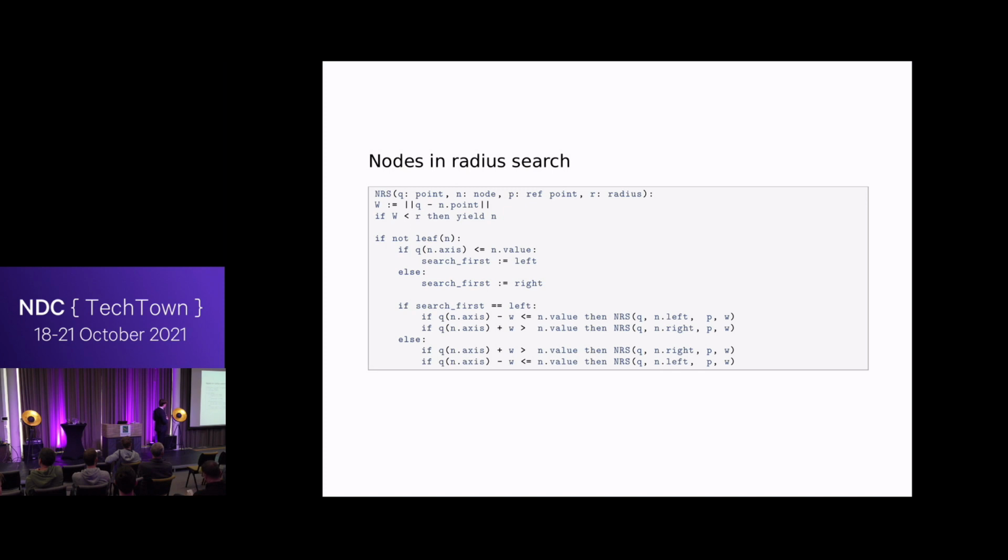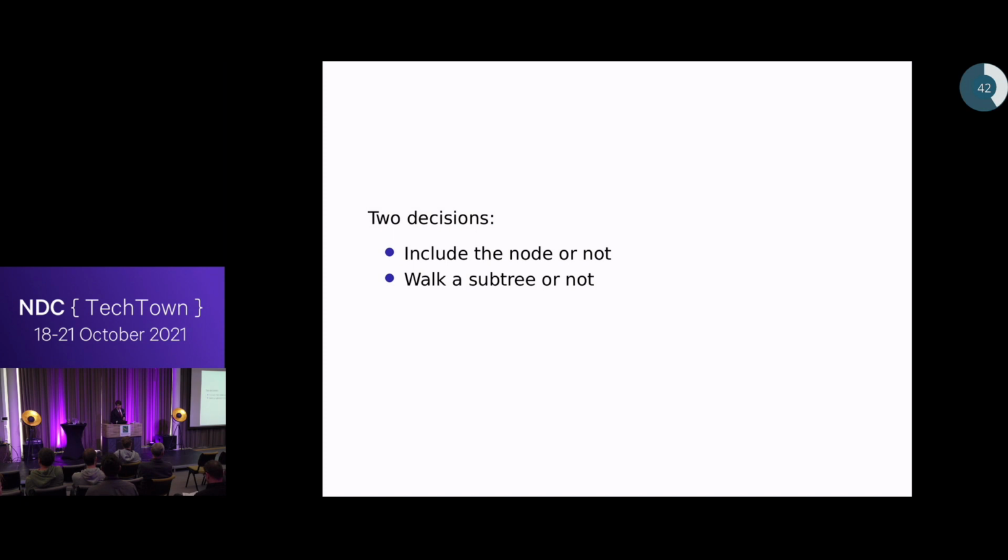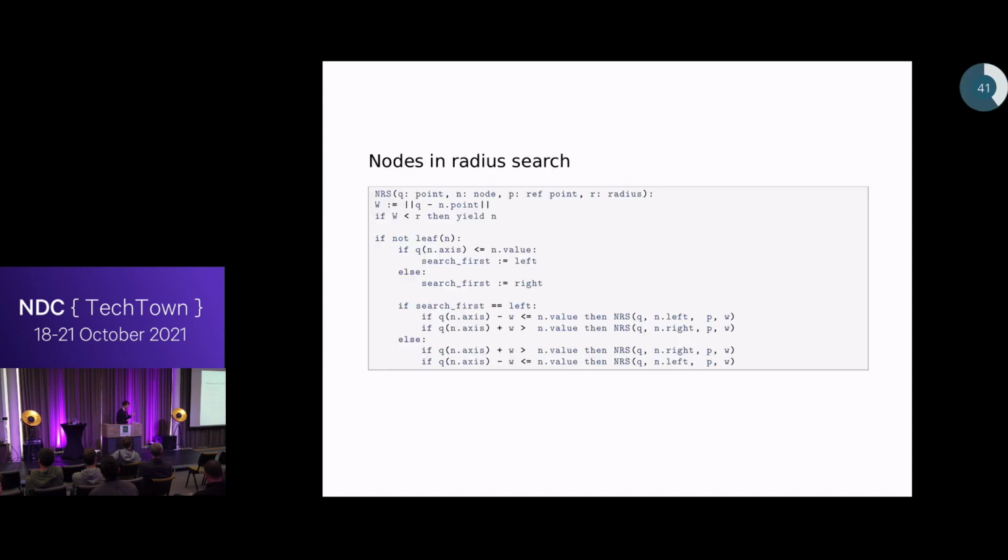And then you check some limits on the axis. And I never really found a good intuition or explanation for what these checks are, right? So I had to dig a bit deeper and do some drawings. But if you notice, you have two decisions in this algorithm. You have whether or not you should include a node and whether or not you should walk the subtree. Those are the two decisions that you need to make at every step.